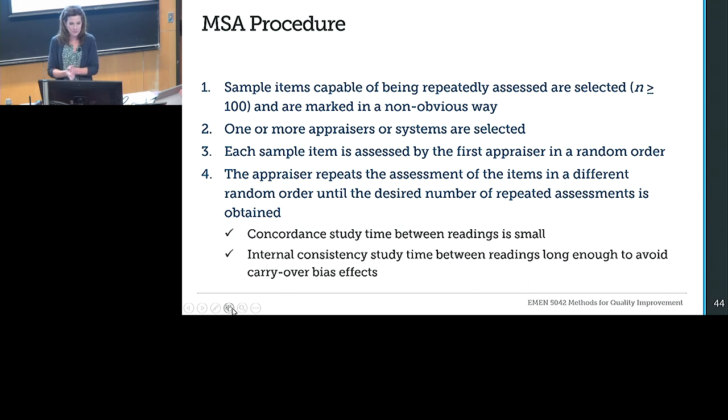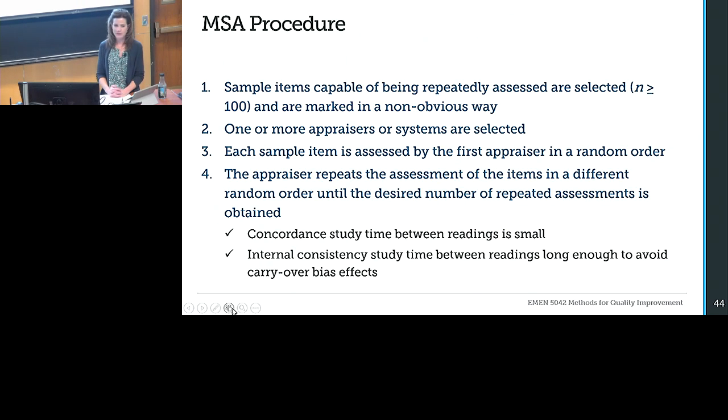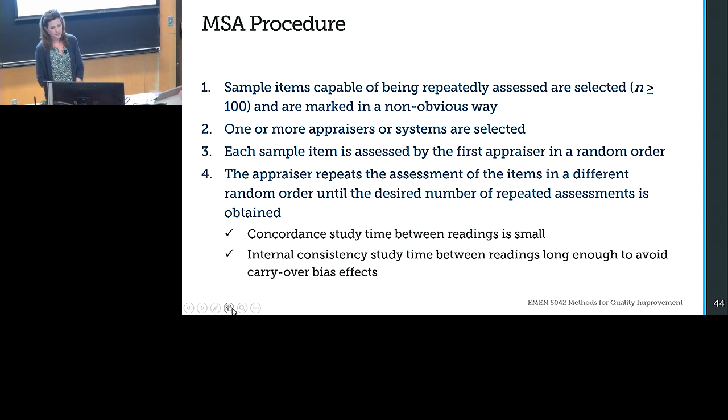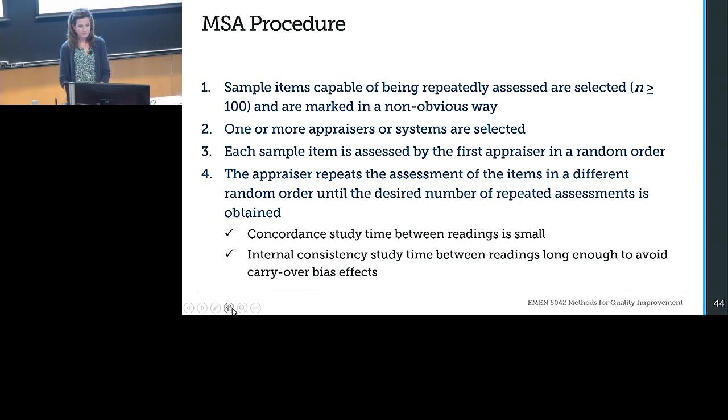All right, so here's a procedure. The first thing we're going to do is get items that are capable of being repeatedly assessed and marked in a non-obvious way so that we can't memorize what the samples are and then subconsciously mark them the same the next time. Pick 1 or more appraisers, and each of these items is going to be assessed in a random order by the first appraiser, and then the first appraiser is going to do it again until you get done with your desired number of assessments. And then the next appraiser will do the same thing.